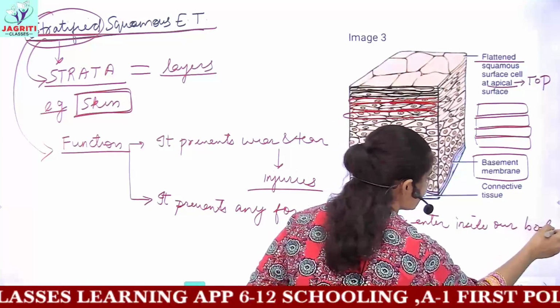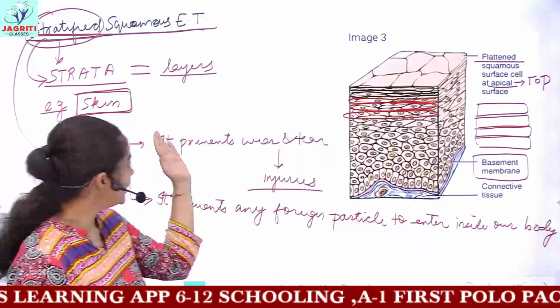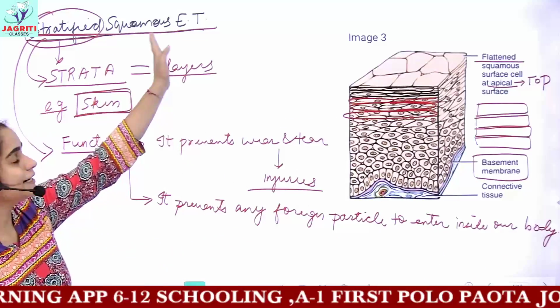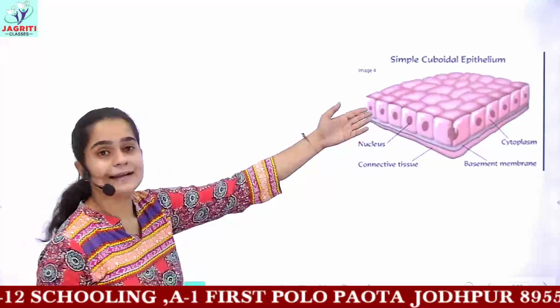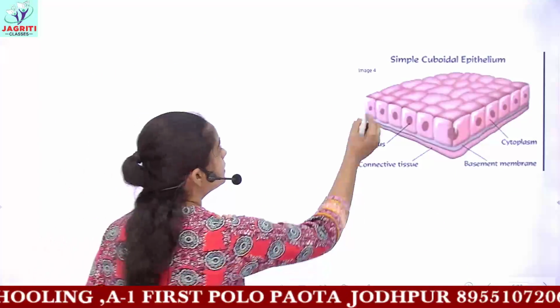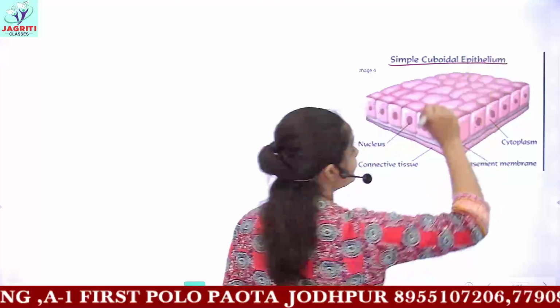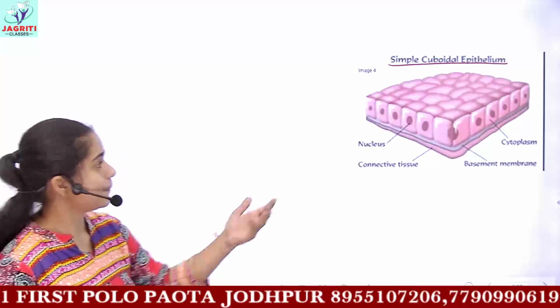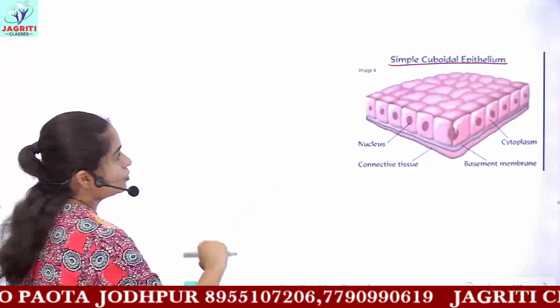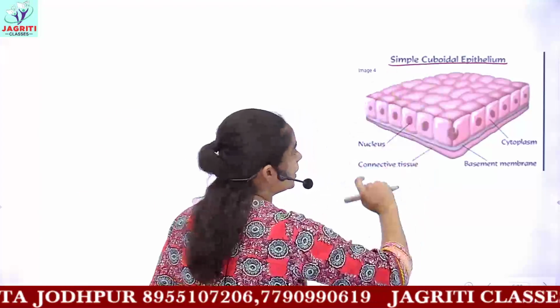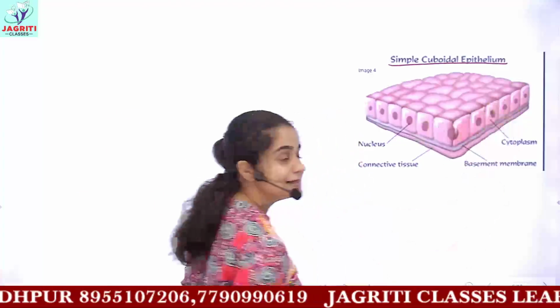So this is the structural features, example and functions of your stratified squamous epithelium. Now we'll see the next category, which is your simple cuboidal epithelium tissue. You can say epithelial tissue or you can say epithelium. As you can see from the name or from the diagram, it is made up of cube-like cells.